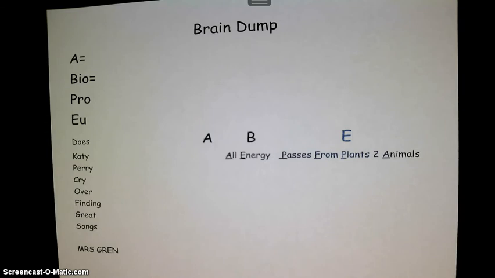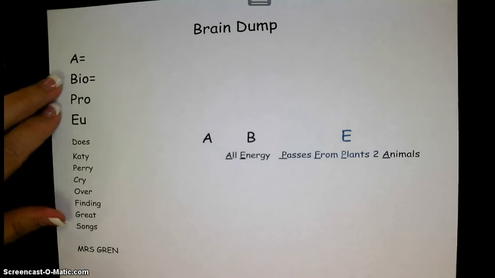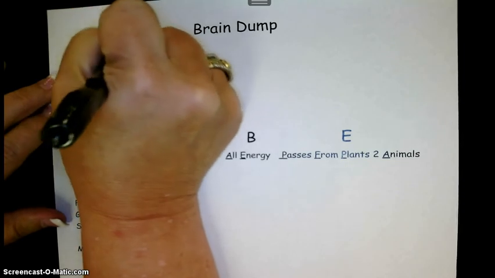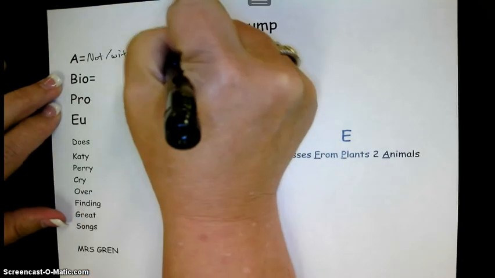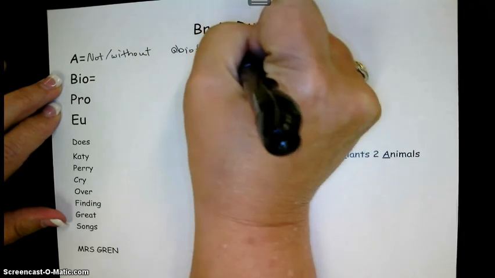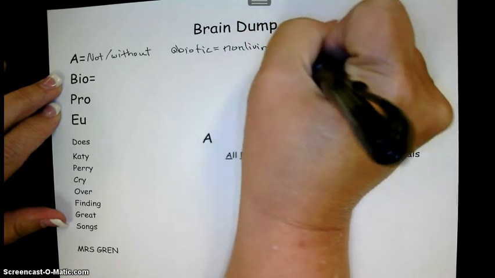I've given you kind of a scaffold here so that you can see some of the things that we might use, but eventually you would do this on just a blank page. So we've got A and we've got bio. What does that remind you of? Hopefully abiotic and biotic. The prefix A means not or without. And so we could write abiotic is non-living, not to be confused with dead, and never was living.